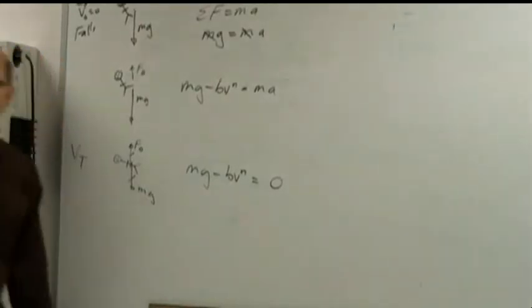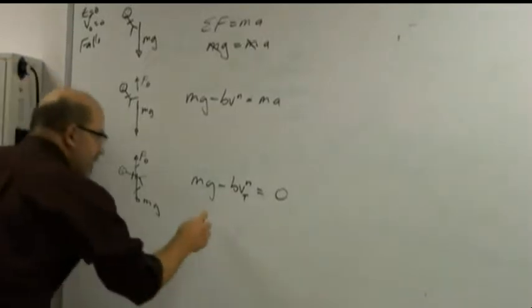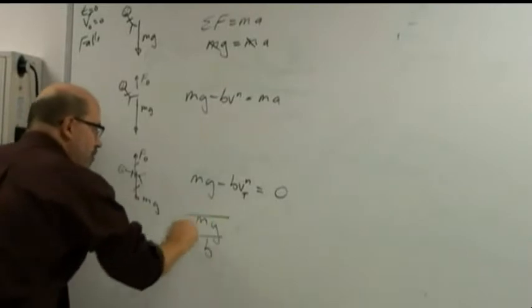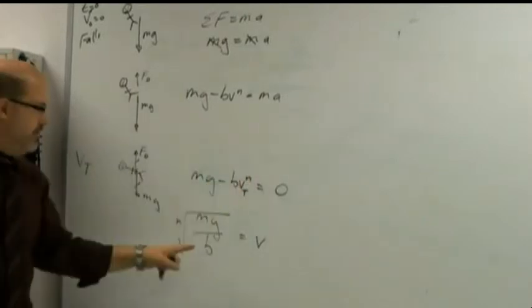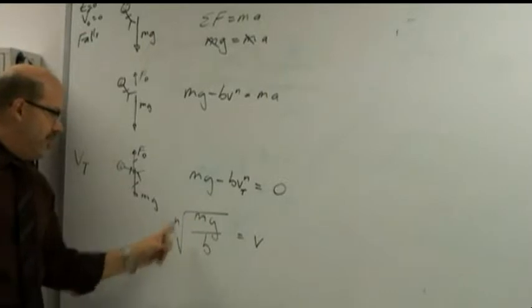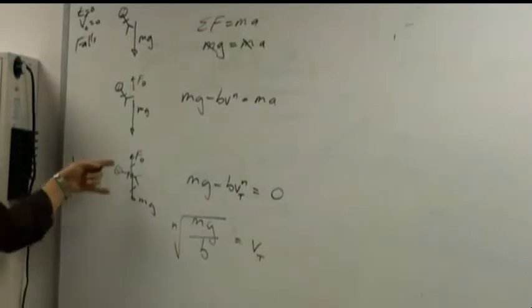Everybody catch this? Very important. It equals 0. This is when we're at terminal velocity, and you can determine terminal velocity without calculus. It's just going to be mg divided by b to the root of whatever that power is. If this is just v to the 1 power, it's just going to be mg over b. If n is 2, then it's going to be the square root of mg over b. So you can determine the terminal velocity by just showing that these two are equal when you're at terminal.